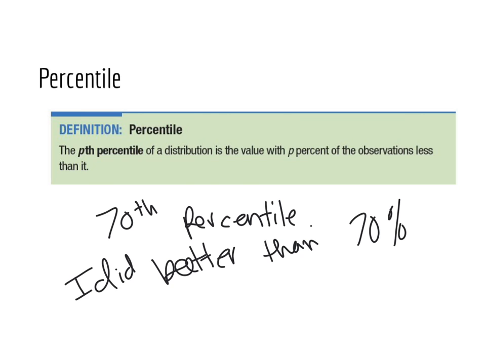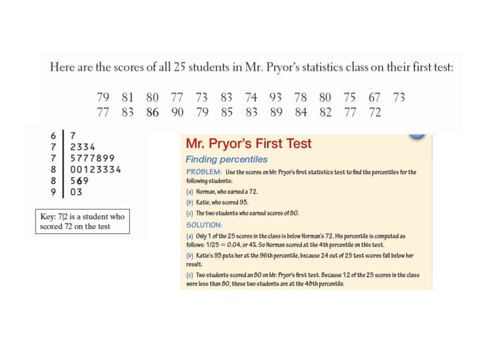Okay? Let's look at another. So we got Mr. Pryor's first test, and there are 25 students who took that test. Here are all of their scores right here. And you can see over on this side there's a stem and leaf plot that organizes the scores for us. So let's look at this problem right here.